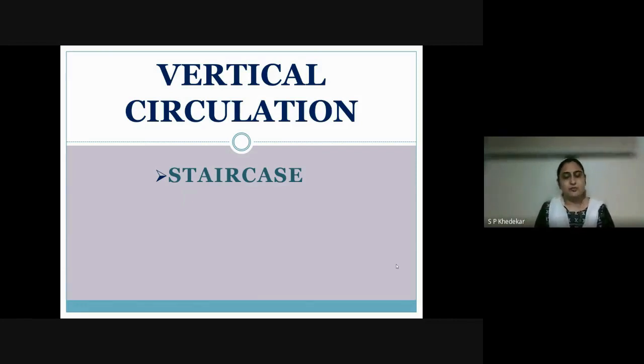So in this topic, we are going to cover the most important aspect that we use for vertical circulation, that is for going from one floor to another floor, that is the staircase. So staircase is a very important component of a building. So we will start with staircase.